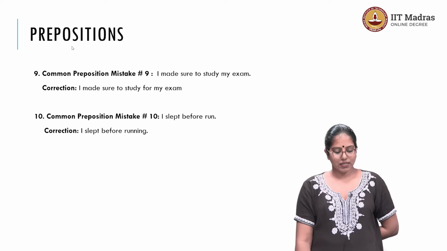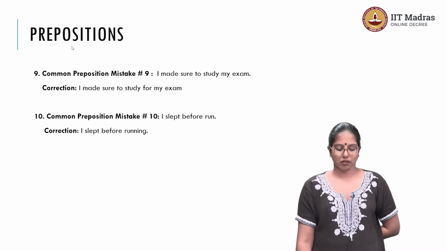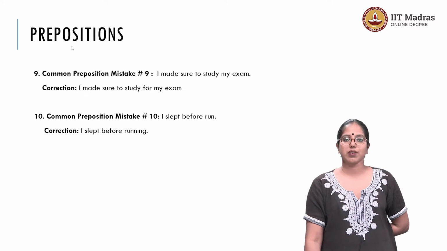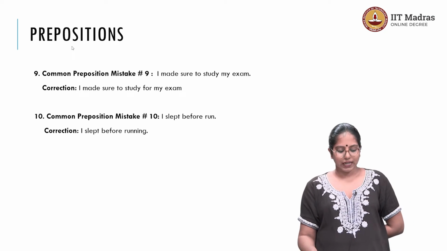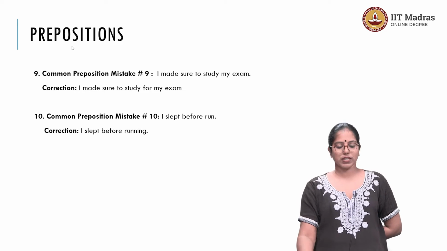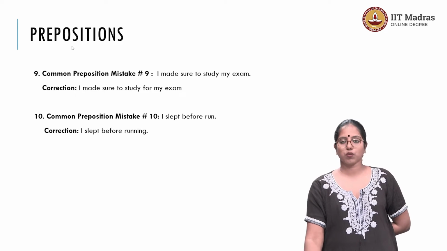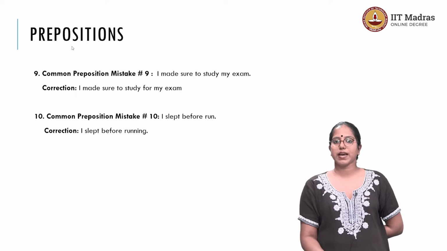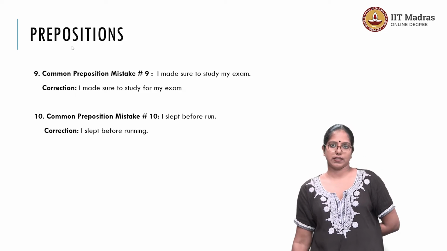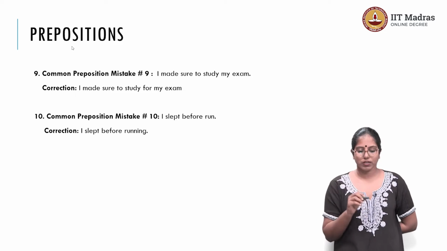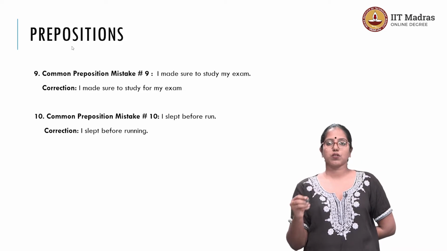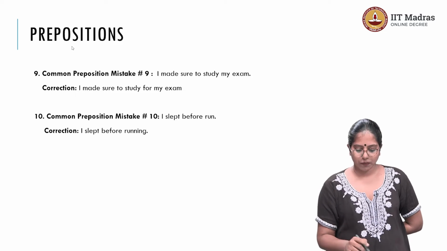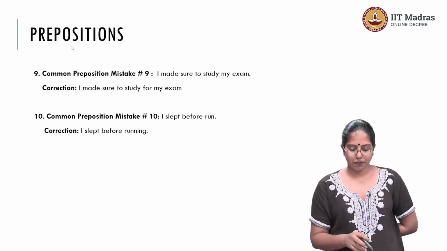The 10th sentence is, "I slept before run." And what's the right sentence? "I slept before running." Why? One of the less common errors people make when using a preposition is following it with a verb. If you follow a preposition with a verb, it must have an ing added to it at the end. So therefore, you don't say "I slept before run," you say "I slept before running." So the verb here is run and the preposition is before.